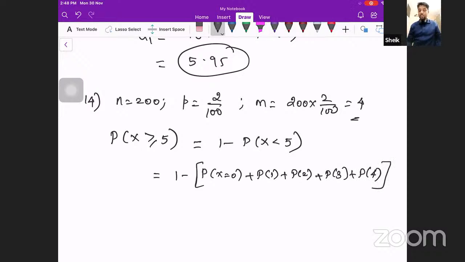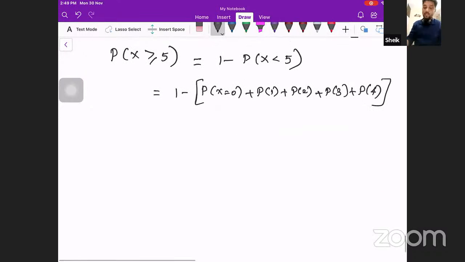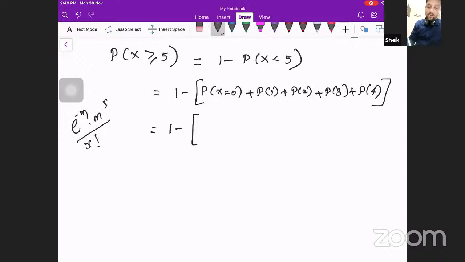Okay, P of X is equal to 0, 1, 2, 3, 4. Yes, what is it? 1 minus P of X is equal to 0. I think you know the formula for Poisson distribution: e power minus m, m power x divided by x factorial.